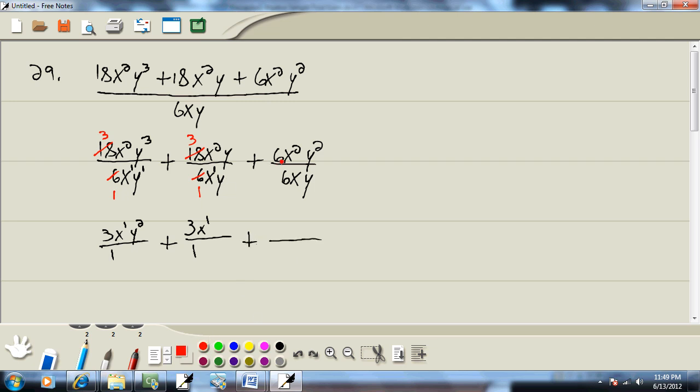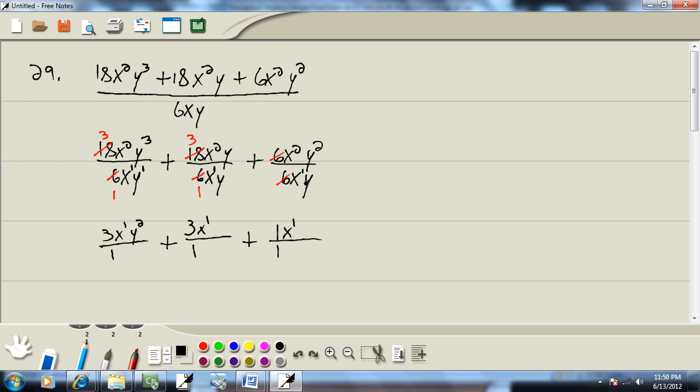On this third one, we got 6 and 6. Those just cancel, because when you think about it, both are divisible by 6. So 6 divided by 6 is 1. 6 divided by 6 is 1. Now here we got x squared over x. And again, that's the first power. 2 minus 1 gives me 1. And we have x to the first where our larger one was, which is on top.